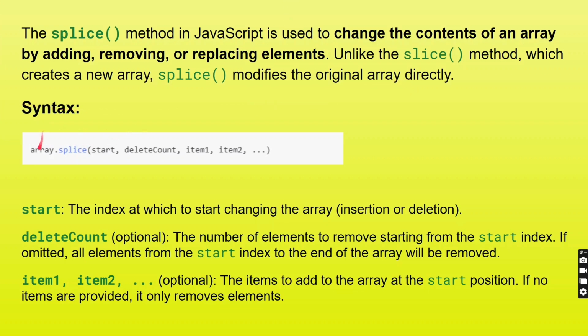Now we'll see the syntax. array.splice(start, deleteCount, item1, item2, ...). The start is the index at which to start changing the array, for insertion or deletion. The deleteCount is optional, the number of elements to remove starting from the start index. If omitted, all the elements from the start index to the end of the array will be removed. And item1, item2 are also optional, the items to add to the array at the start position. If no items are provided, it only removes elements.